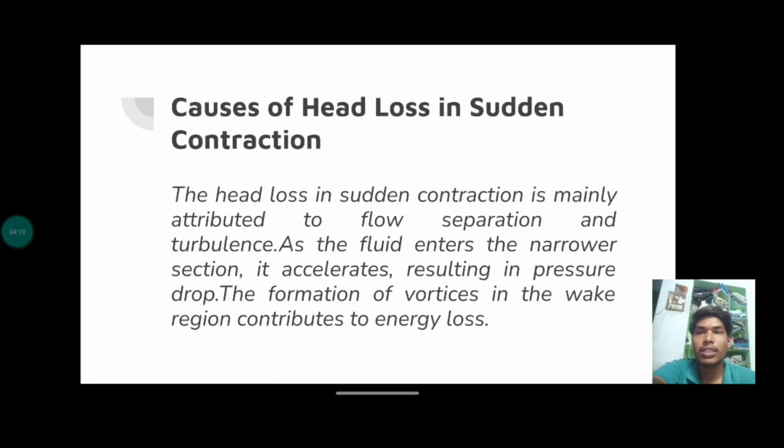Cause of head loss in sudden contraction. The head loss in sudden contraction is mainly attributed to flow separation and turbulence. As the fluid enters the narrower section, it accelerates, resulting in pressure drop. The formation of vortices in the wake region contributes to energy losses.